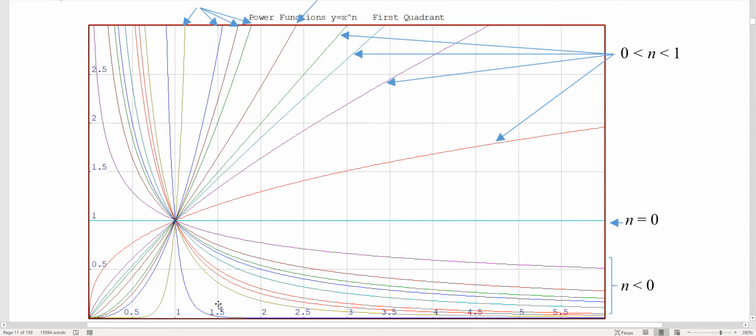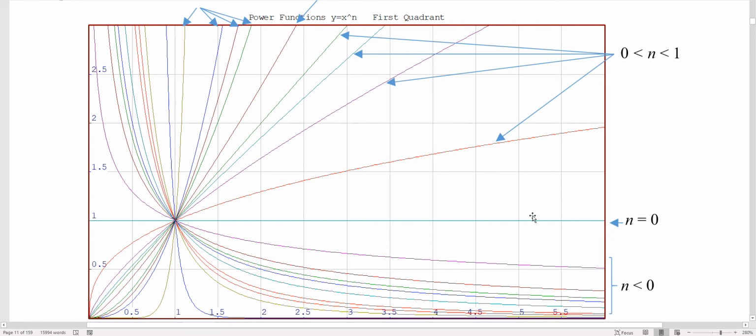So if you're looking at the first quadrant here, which they all have, they all go through this point (1, 1). All the ones with positive powers, which would be these, all go through the point (0, 0). The ones with negative powers and 0 power do not go through that point. x to the 0 power is just a horizontal line with a hole in the graph at (0, 1). If it's a negative power, it has vertical and horizontal asymptotes at the y and x axes respectively, and they're decreasing and concave up. And so they're down here.